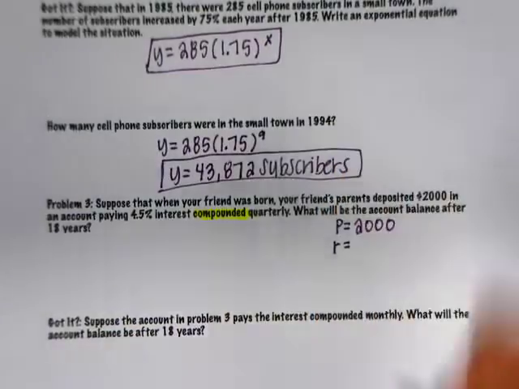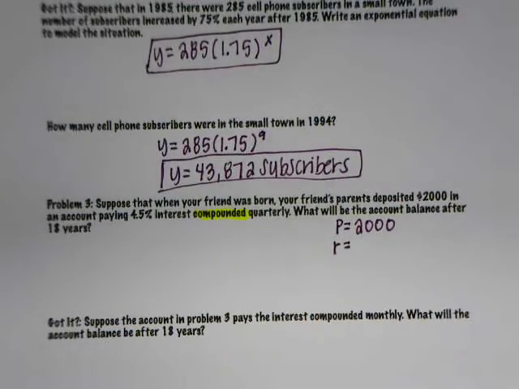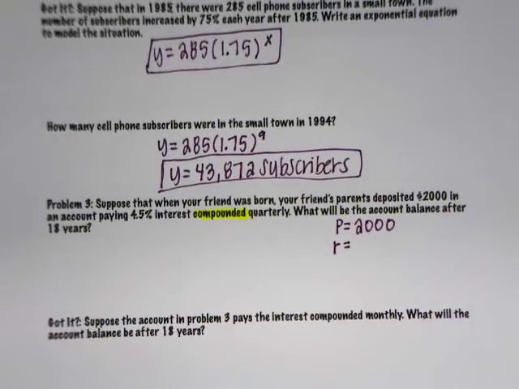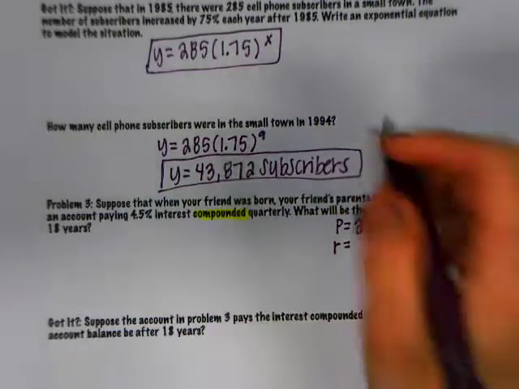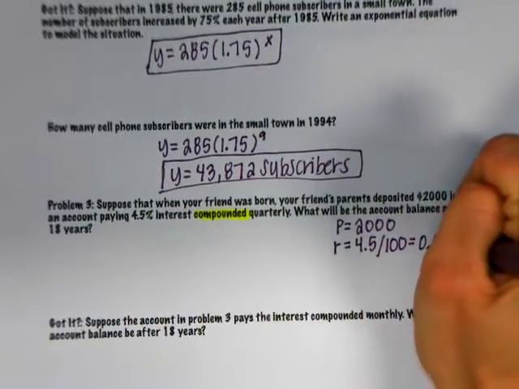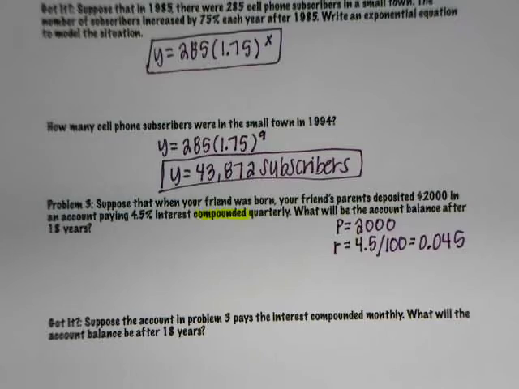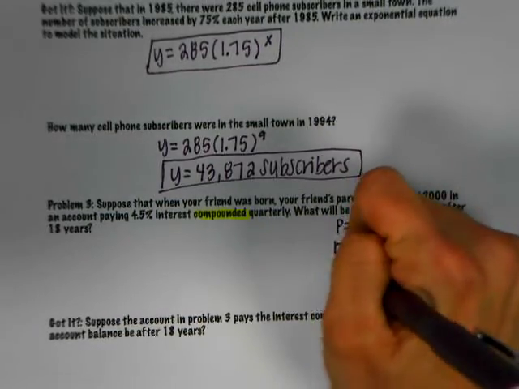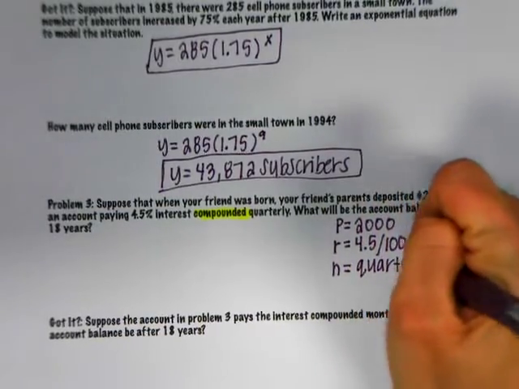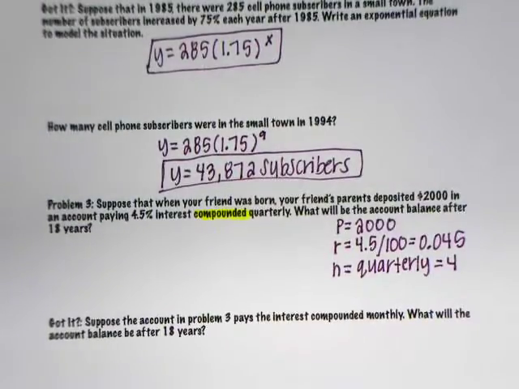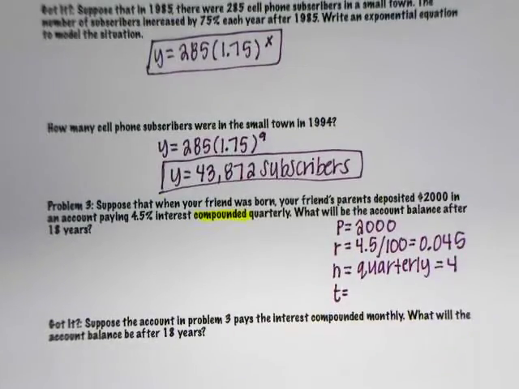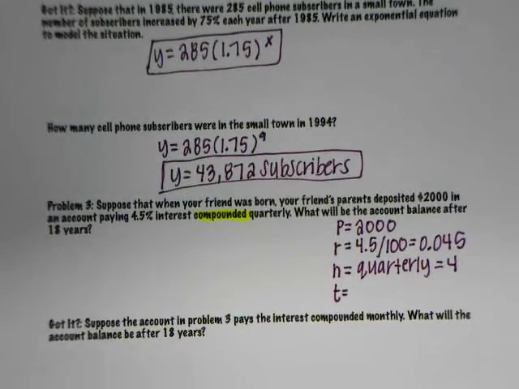R is going to be the interest rate as a decimal. It's a percent, so you're going to have to divide 4.5 by 100 to get it not to be a percent anymore. Yep, 0.045. And then N is the number of times it's compounded per year. It says quarterly, so how many times a year is that? Yep, 4. And then T is the time in years that it's in the account. So what's that going to be? 18, yep.